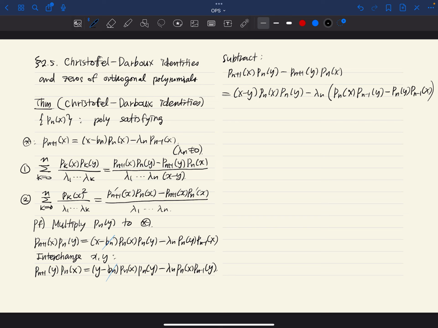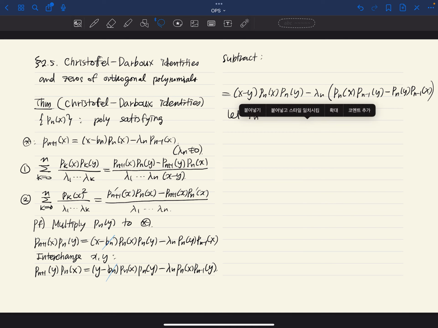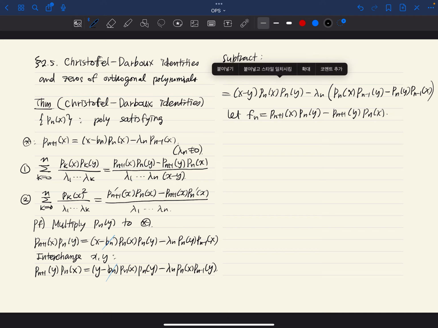Now you see, this and this are almost the same, except n is replaced by n minus 1. So for convenience, let's use a notation f_n for this expression, so that we don't have to write it all the time.